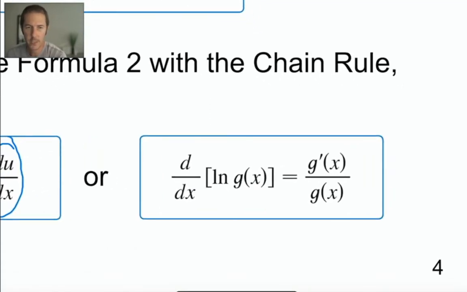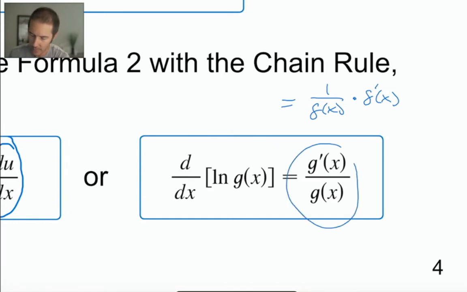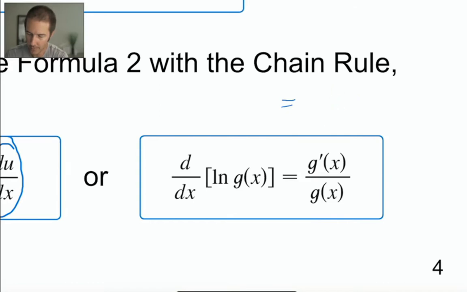In this equation, if we take the derivative of the natural log of g, the result should be 1 over g of x times the derivative of the inner function, g of x. What we're seeing here is they've simply multiplied this into the numerator, so you're seeing g prime of x over g of x. You may use whichever notation works best for you.